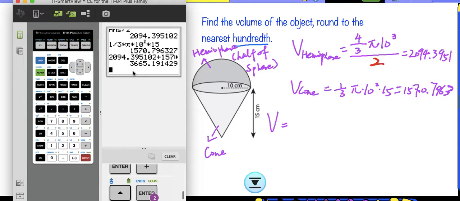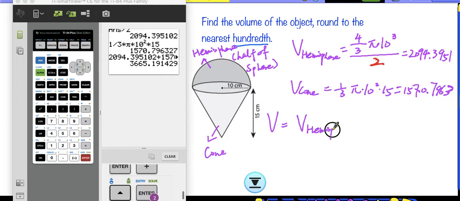And the final answer is 3,665. Do not forget we rounded to the nearest hundreds. So that's why it's going to be 119. So it's going to be 19 here. And the third digit is 1. So we don't need to. So do not forget. Let's write it down together here.